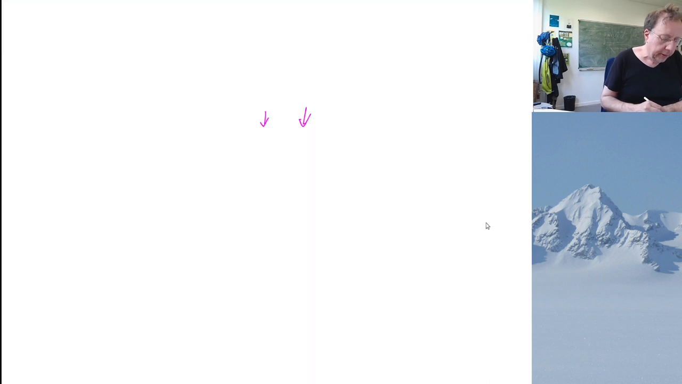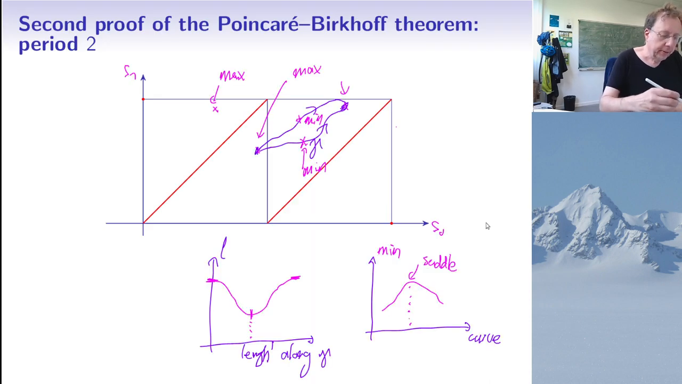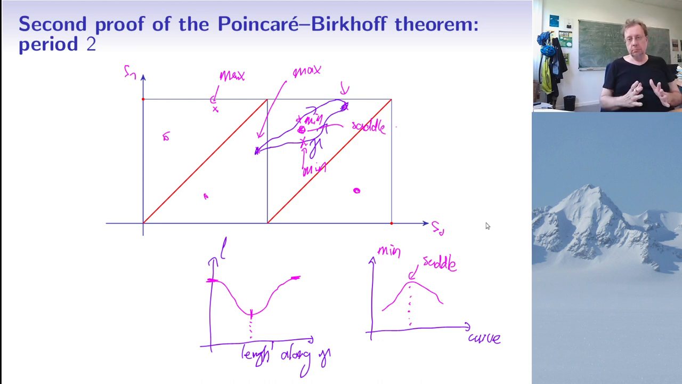And this is what we wanted, because now I know that somewhere here in between I have a saddle. So here I have a saddle. And of course I have copies by symmetry here and here and here. But this means that I have at least two critical points of my length function. So two critical points of my generating function, they give me two periodic orbits, two periodic trajectories.